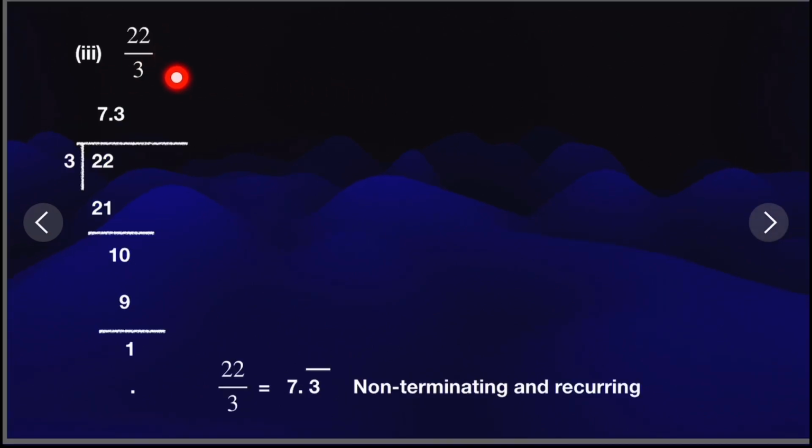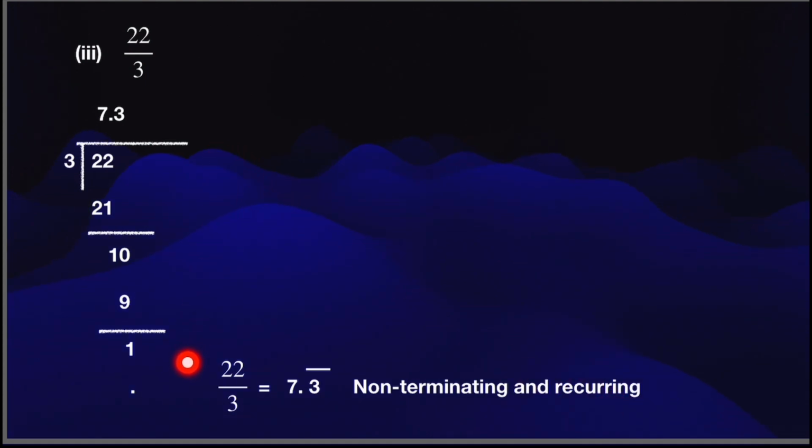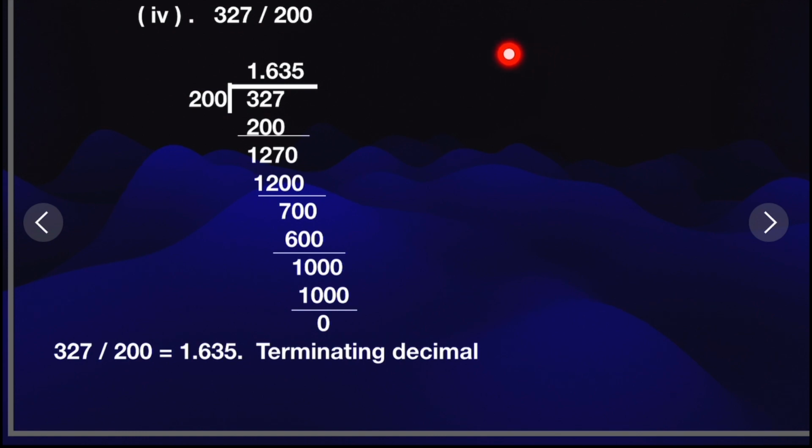Number 3, 22 upon 3. So again do the division and here you come to 1. Here it was 1 and here again you are getting 1. So this part is going to repeat again and we put a bar over the repeating part. That is 3. Okay, so 22 upon 3 is 7.3 dash. It's non-terminating and recurring. These sums are very simple. If you just practice them, you have done it in lower classes. So you just need little practice, you will remember how to do them.